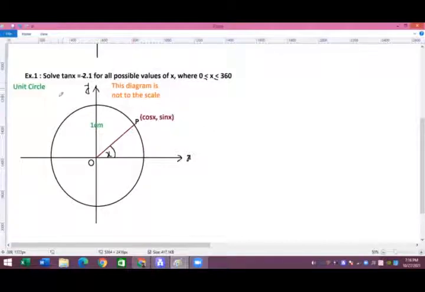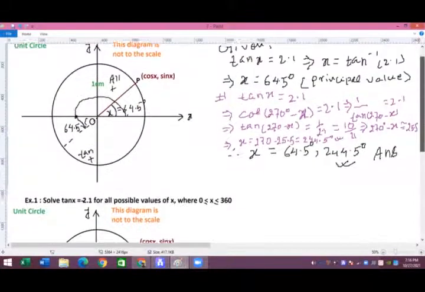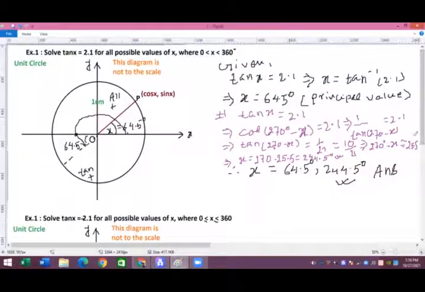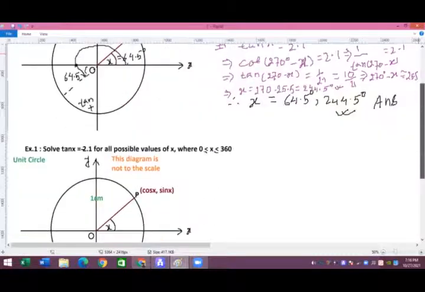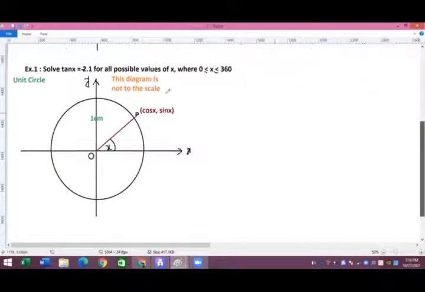Let's now do an example which is related to the previous one. Before, it was plus 2.1. Now we are working with minus 2.1 over here. That means we are looking at the negative value of tan x. So you know that tan is negative in the second quadrant and also in the fourth quadrant, but in the first quadrant tan is positive.